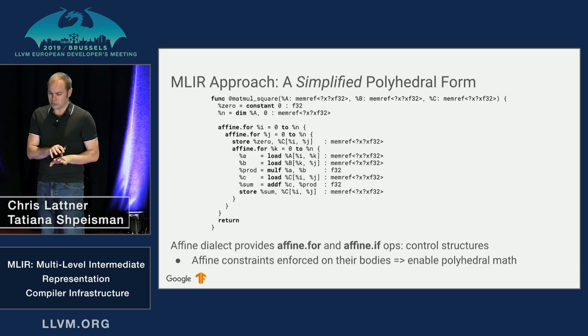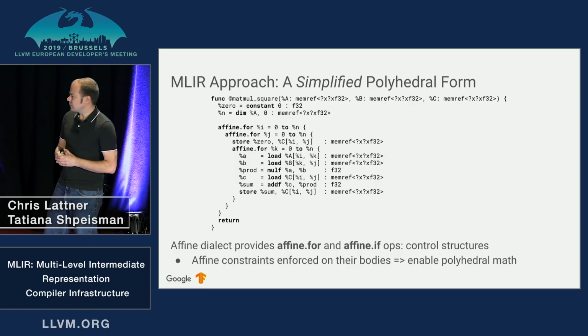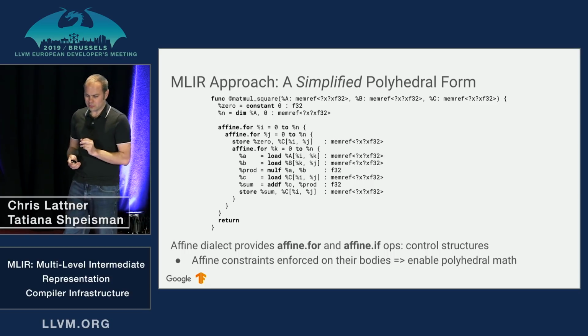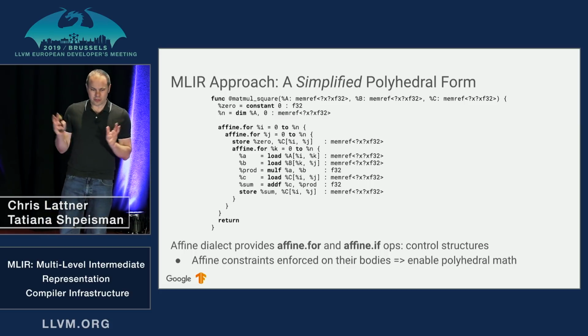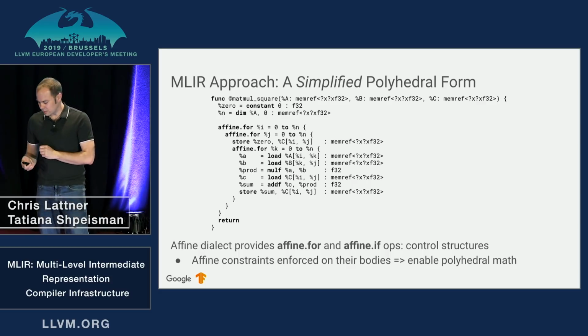So we've come up with a new form. We call it the simplified polyhedral form. And when you look at MLIR, you'll see it looks just like for loops and if statements. And so one of the things about this is that the for loops and if statements are represented as regions in MLIR. These are just user-defined operations, just like anything else. And so our polyhedral approach is just an affine dialect in MLIR.